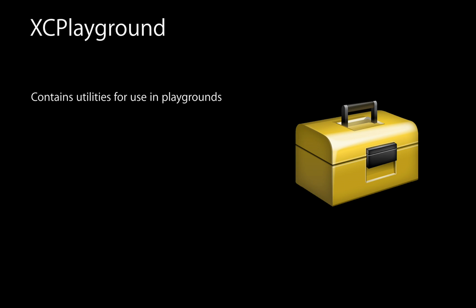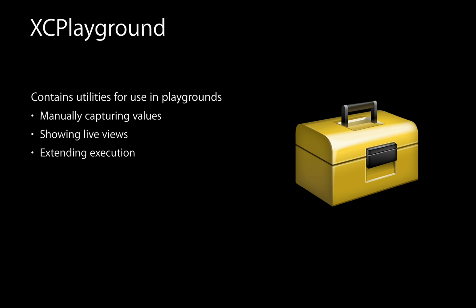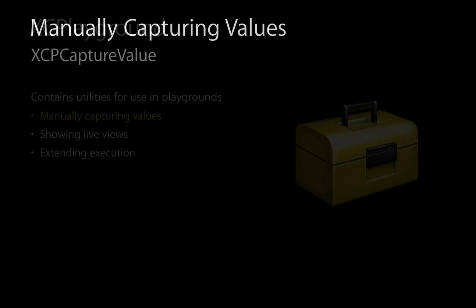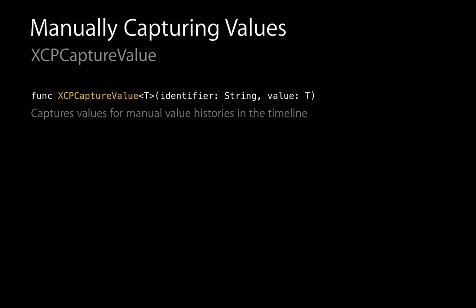With Playgrounds, we're shipping a new framework called XCPlayground, and it contains some very useful utilities for enhancing your playgrounds. Right now, we have API for manually capturing values to display in timeline items, showing your views live, and extending execution for asynchronous code. Right now, we're going to use the API for manually capturing values. That API is called XCPCaptureValue. It's a function that takes an identifier, which is a string, and your value, which is of any type.